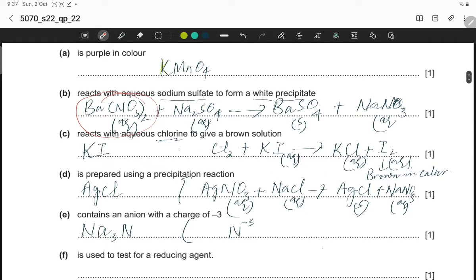Reacts with aqueous chlorine to give a brown solution. Chlorine can react with compounds of the halogens of group 7 and has an ability to displace group 7 ions from its compound. So chlorine when reacted with potassium iodide forms potassium chloride and iodine, and the observation of this reaction is that iodine is brown in color. So the answer is potassium iodide.